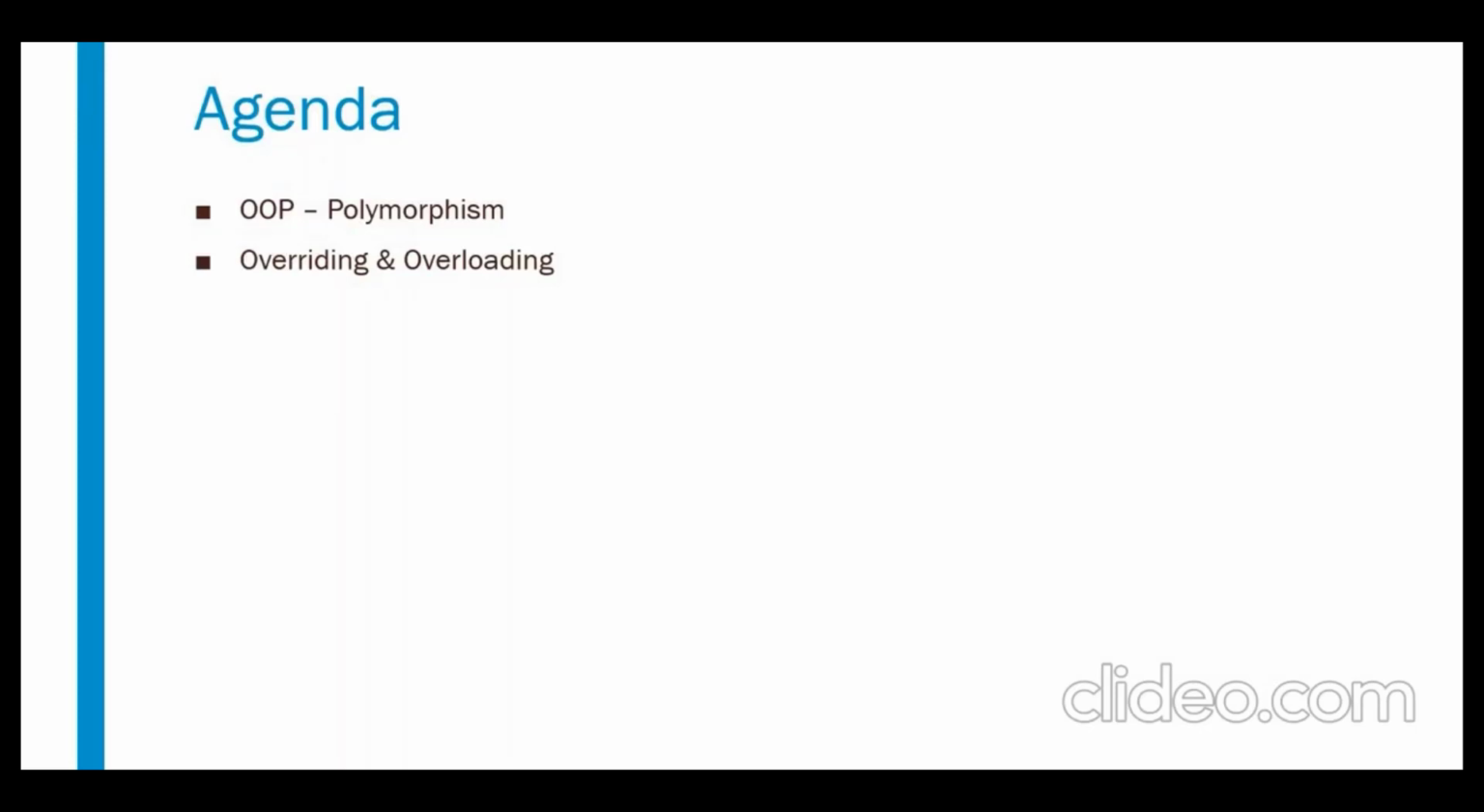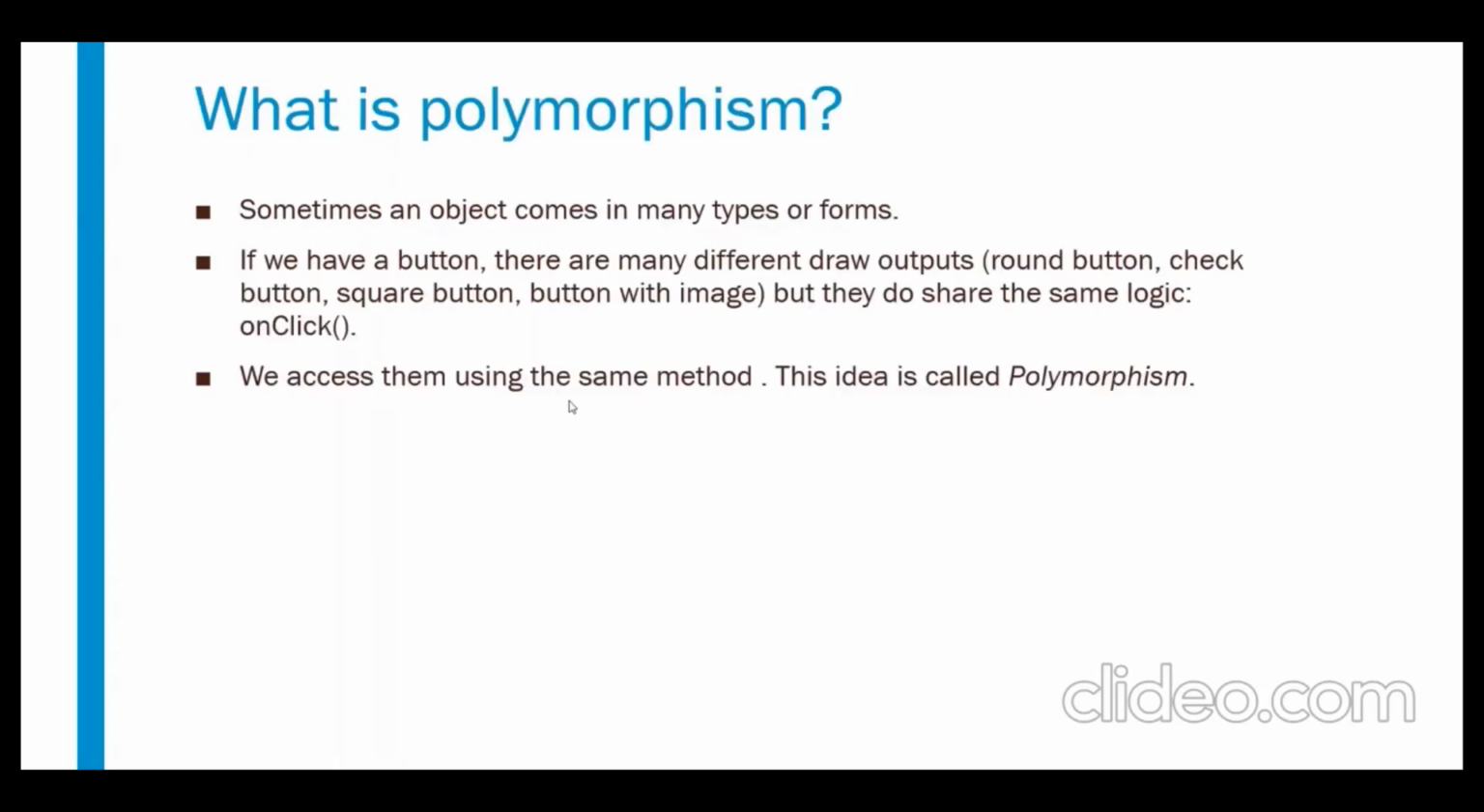So in this video, I'm going to explain about polymorphism in Python. And this polymorphism can be achieved by using overriding and overloading concepts. Now let us see what is a polymorphism in Python.